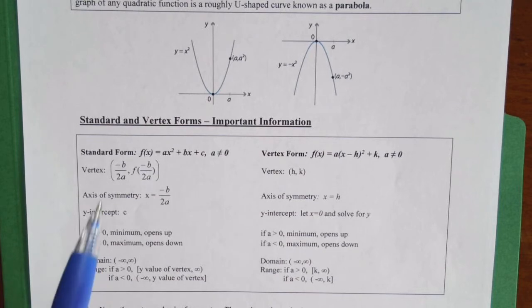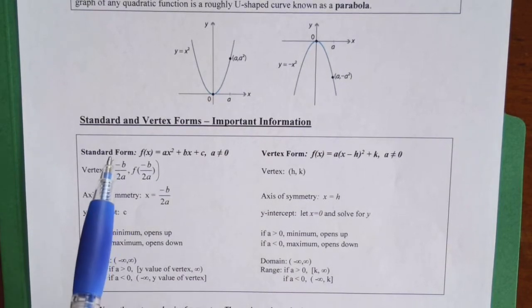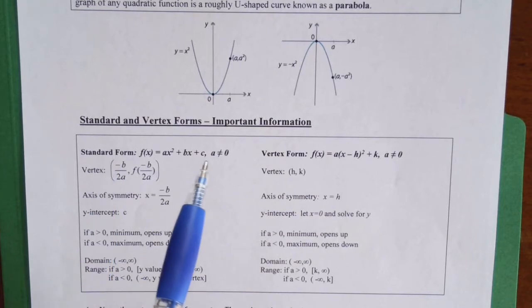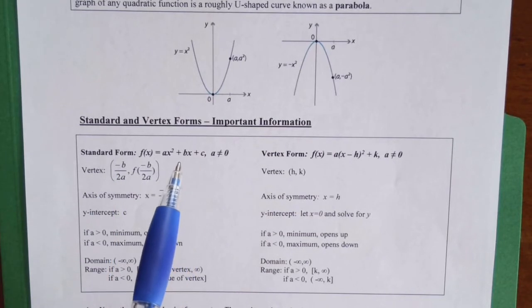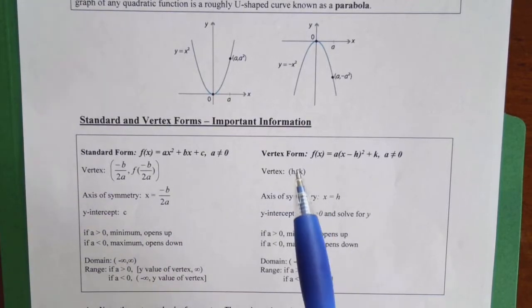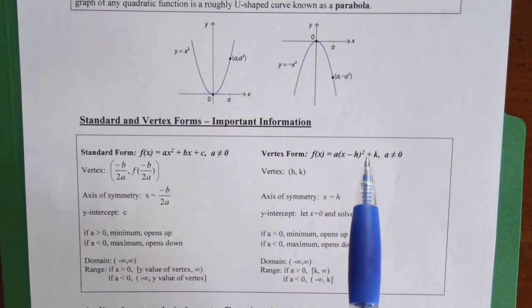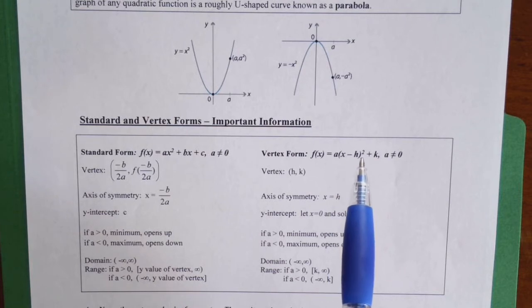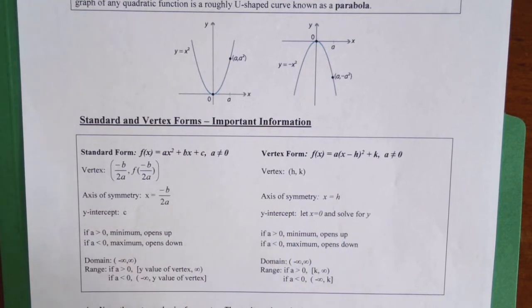I've separated it for you into two parts, depending on the form that you're given. On the left-hand side, these are the things that you can get out of a quadratic function given to you in standard form, which is the form above that we just talked about. And then over here we have vertex form, and this is the information you can get out of this form. Both of these have the highest power of x squared. It's just a different way to write them.